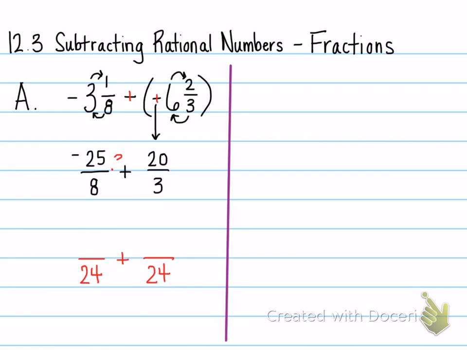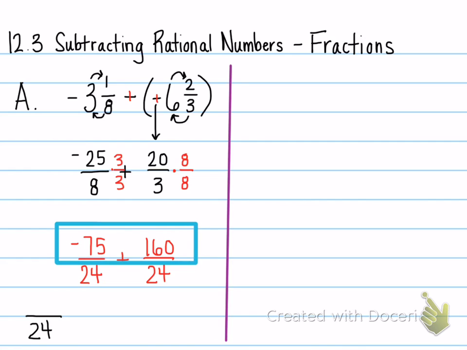I'm going to take 8 and multiply it 3 times 3. Negative 25 times 3 is negative 75. I'm going to take 20 over 3 and multiply it by 8 over 8. So 20 times 8 is 160 over 24. Remember, your denominator is 24 in this problem, and all you're really solving is the numerator, which is negative 75 plus 160. Negative 75 plus 160 is 85. I see that the 160 is positive, and that's my bigger number. So it is going to be positive 85.